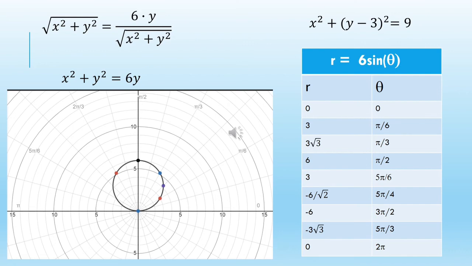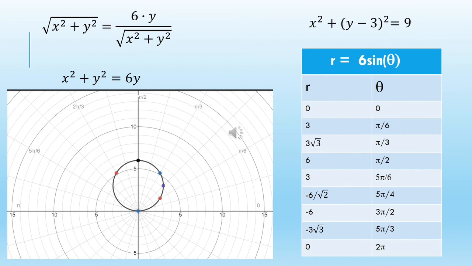If I multiplied both sides by that denominator of the square root of x squared plus y squared, then the square root times the square root gives us just x squared plus y squared to the first power, and I'm left with the numerator of 6y.